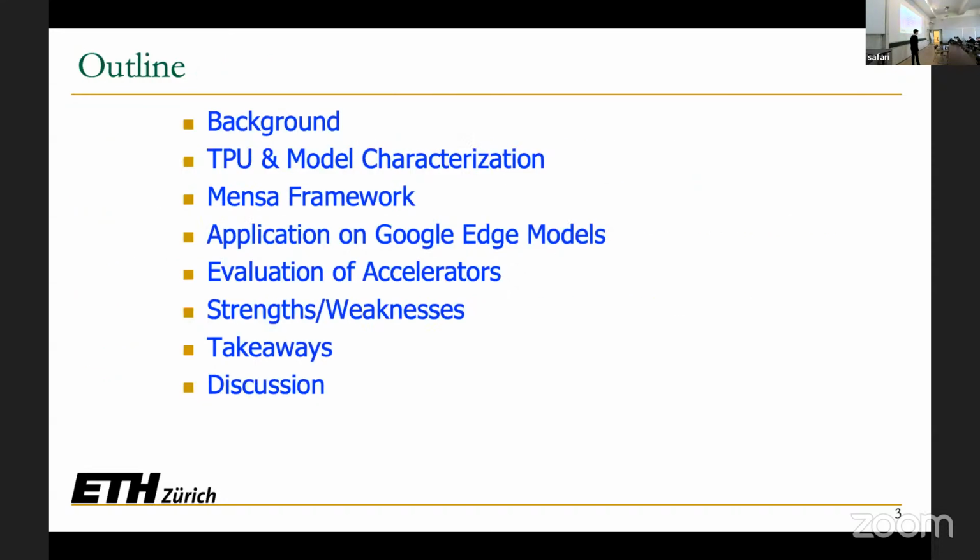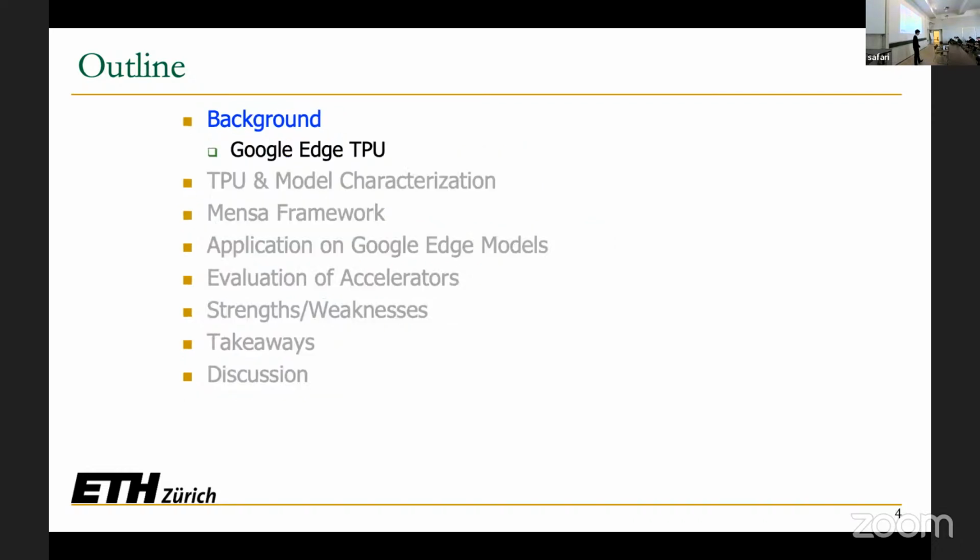So a brief outline for today's presentation is that I'll be talking about the background, the TPU and model characterization, the Mensa framework, and an application on Google Edge neural network models. Then I'll provide an evaluation of the accelerators, some strengths and weaknesses, key takeaways, and discussion.